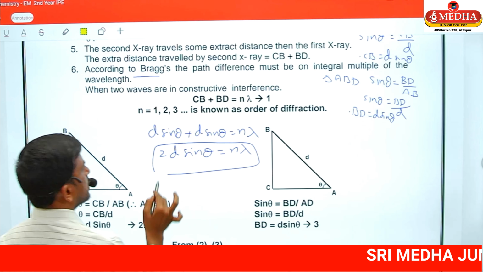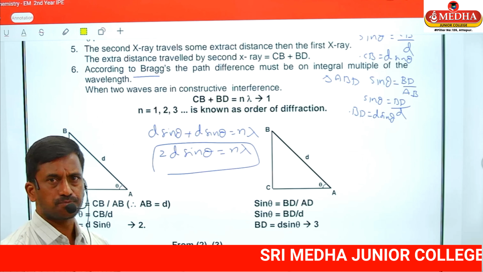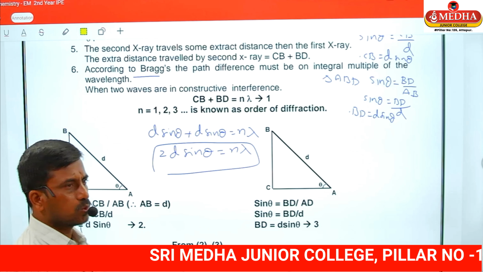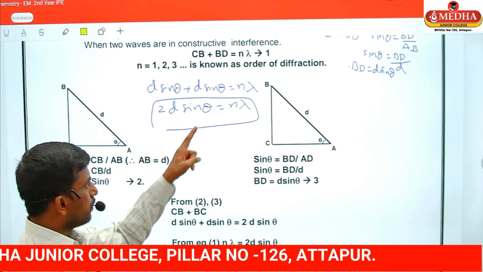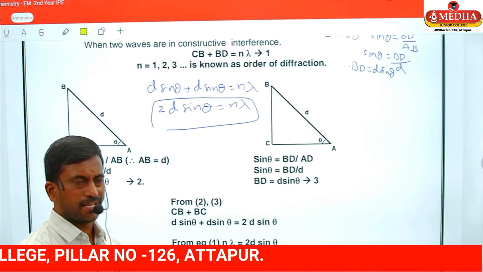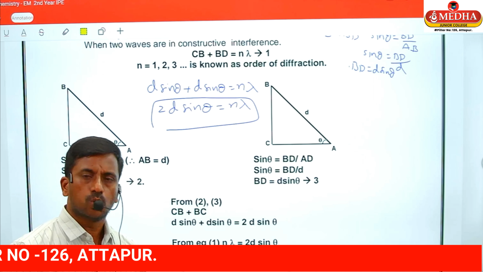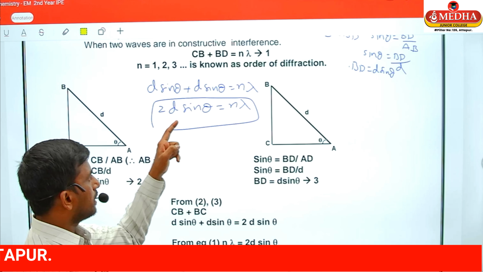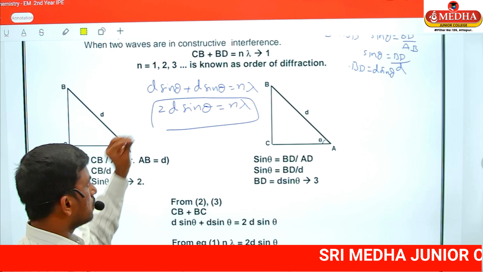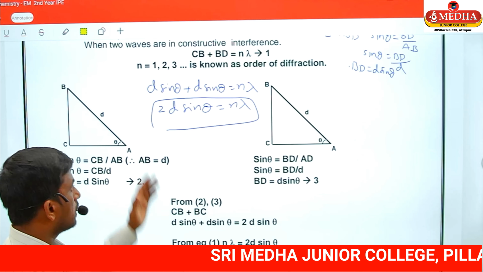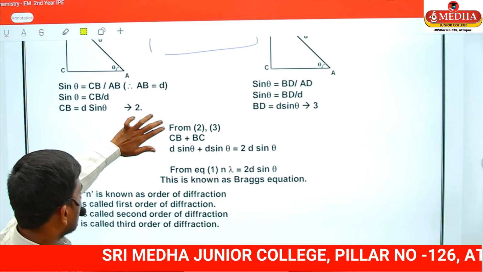This equation, 2d sin theta equal to n lambda, is called Bragg's equation, where n is the order of the diffraction, lambda is the wavelength of the X-rays, and theta is the angle of diffraction. This is the derivation of Bragg's equation: 2d sin theta equal to n lambda.